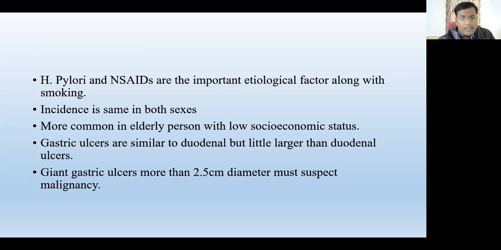The incidence of gastric ulcer is the same in both sexes, male and female, but it is more common in elderly persons with lower socioeconomic status. They say that gastric ulcer is inversely proportional to the socioeconomic status of the person. A person with a high socioeconomic status has a low chance of developing gastric ulcer, while a patient with a low socioeconomic status has a high chance of developing it.